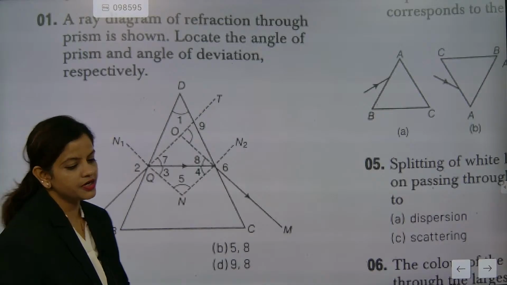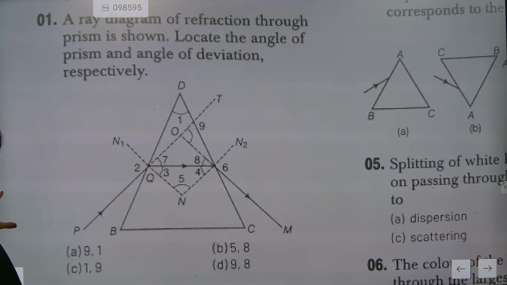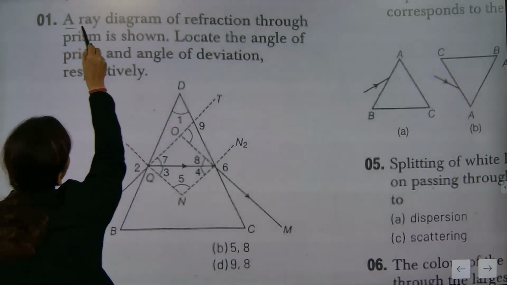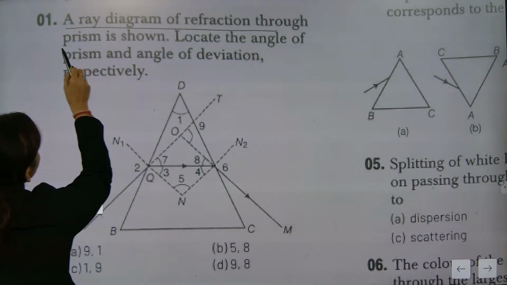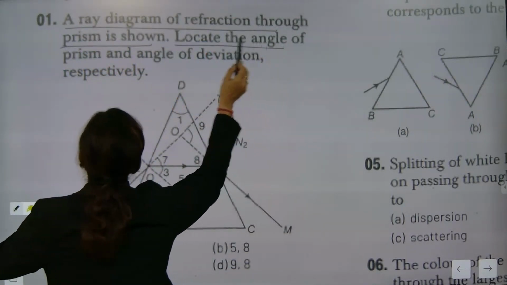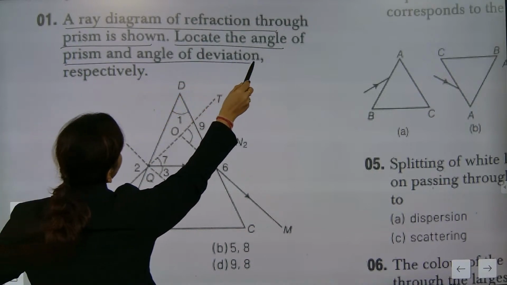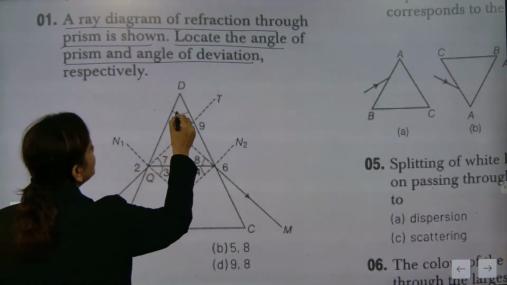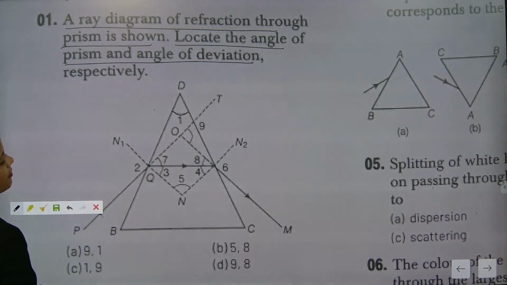This morning we have studied about lens and prism. Now in this section, what they are asking is: a ray diagram of refraction through prism is shown. Locate the angle of prism and angle of deviation. Which one is the angle of prism and which is the angle of deviation? We know very well what exactly is the angle of prism and angle of deviation.